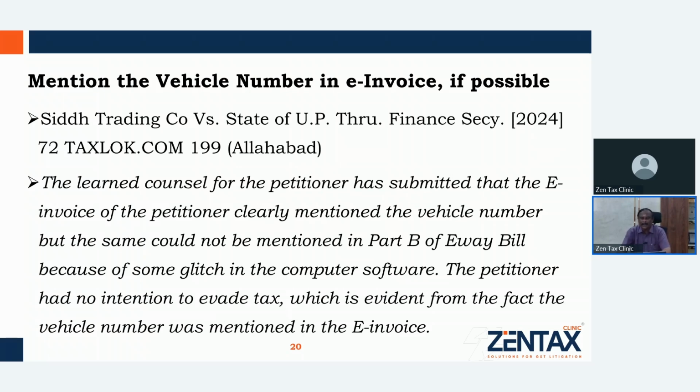Mentioning the vehicle number at the time of generation of the e-way bill is not a mandatory condition. It is an optional field. INV-01 gives the format, and it has been mentioned that vehicle number is an optional field. But if there is a facility at the time of generation of the e-invoice itself, you can fill up Part B, that is the vehicle number. Better to generate it with the vehicle number if it is available at that time.